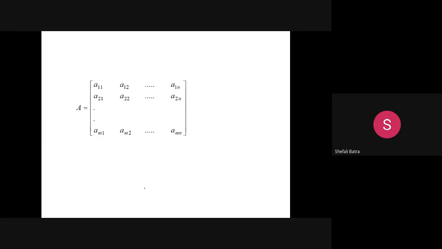This A is the coefficient matrix. This is the matrix of unknowns, and this is the matrix for the right hand side values of the given system of equations. Now, this is your coefficient matrix: A11, A12 up to A1n, A21, A22. This is known as the coefficient matrix.